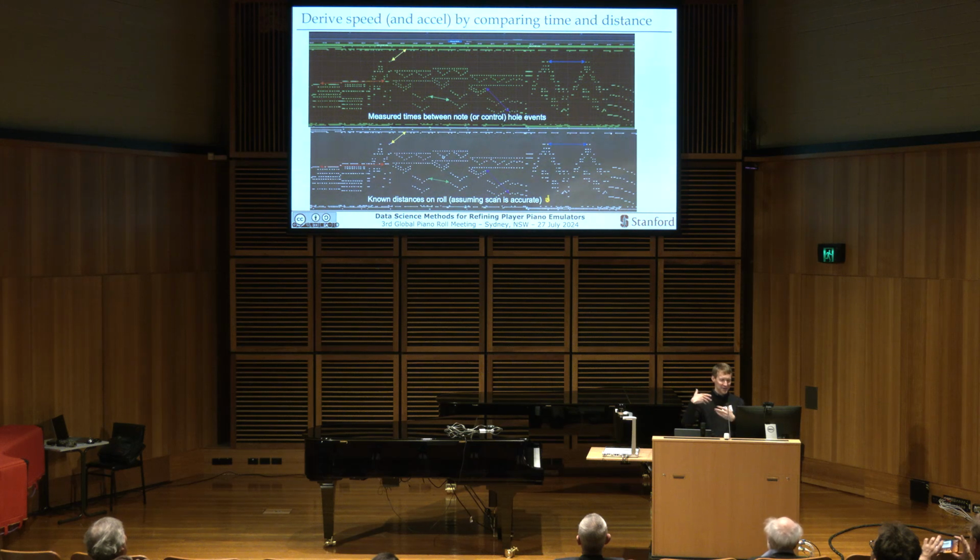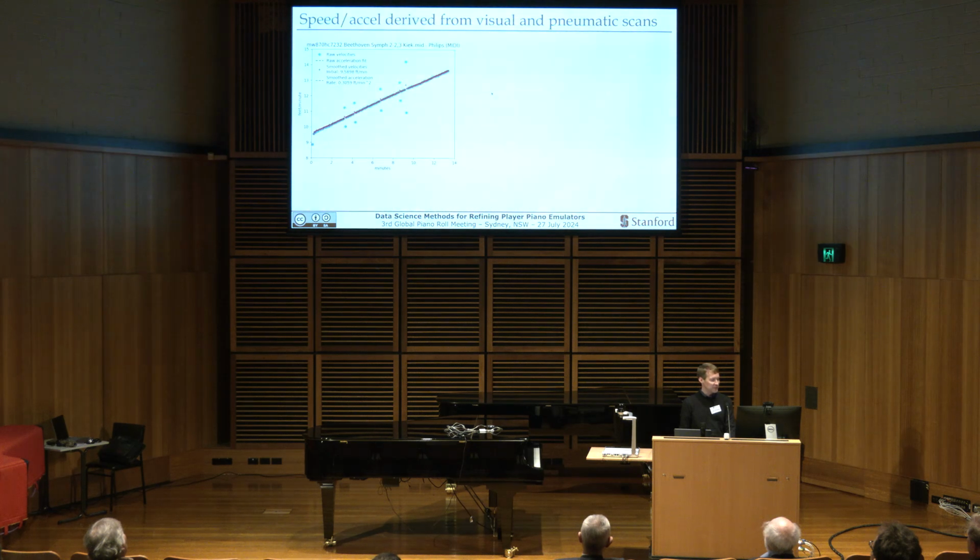We know the distances on the rolls that had to be traveled to produce the different notes. We can also just measure the time between those events as actually realized either by the scanner when the roll is being scanned, or by the audio recording. So this gives us the two pieces of time and distance that we need to do this kind of acceleration analysis. And then we can do this for a bunch of rolls.